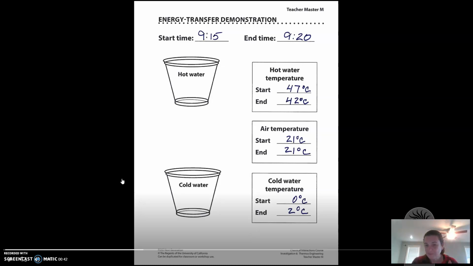So we need to find somewhere where there was energy gain. Where do we see energy gain? Where did the temperature increase? And the only place here that the energy increased and the temperature increased is in the cold water. So the energy left the hot water and went to the cold water.